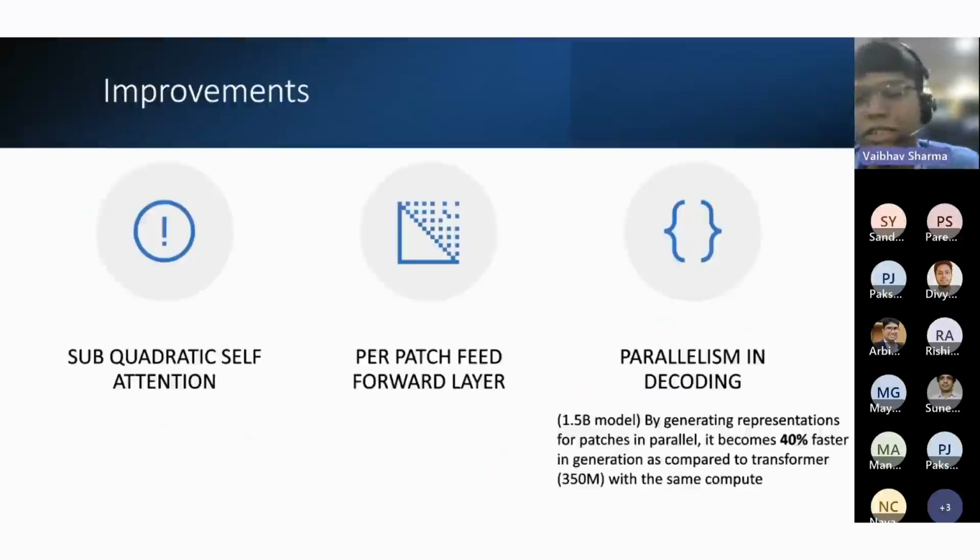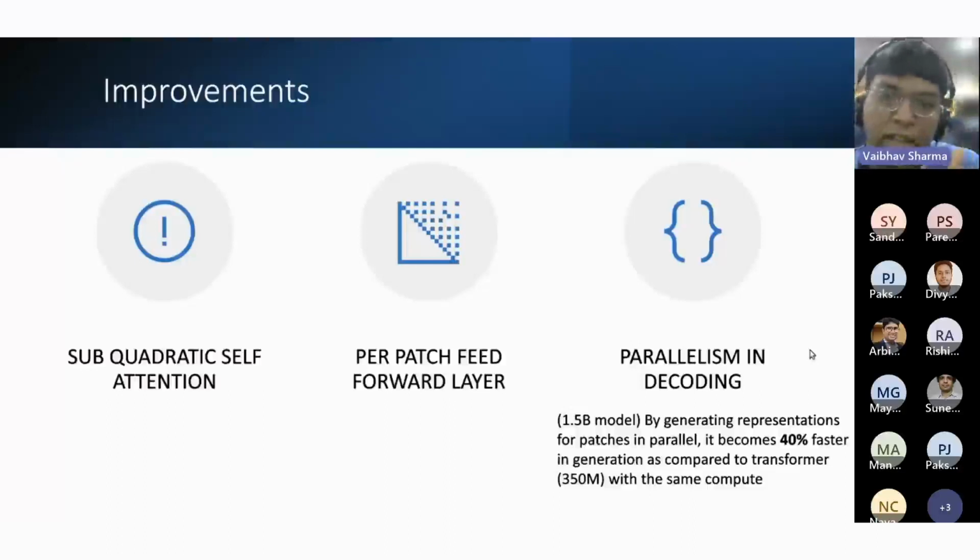So what they discussed are the improvements compared to the vanilla architecture of the transformers. They say they have introduced subquadratic self-attention, they have reduced the floating point operations in the feed forward layer, and they have introduced parallelism in decoding. If we talk about parallelism in decoding, it's generating representations for patches in parallel inside that global model. So they say it will make the model 40% faster compared to transformers of size 350 million parameters, and their model will be 1.5 billion parameters.